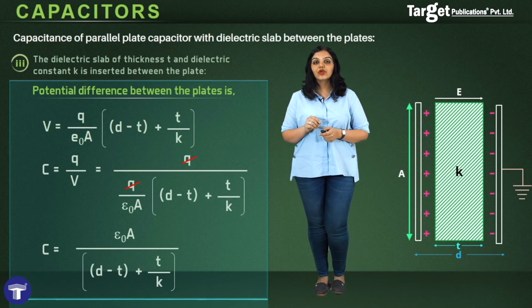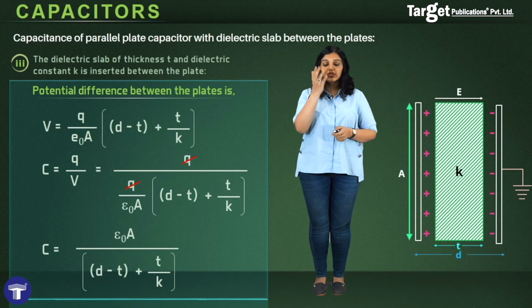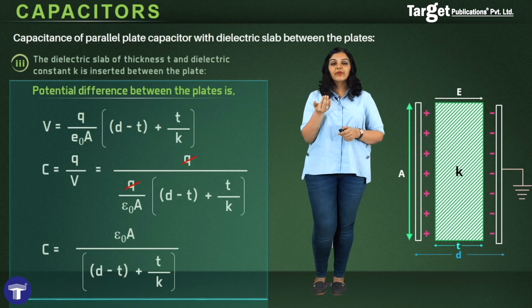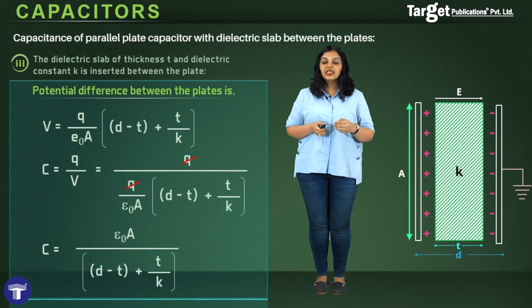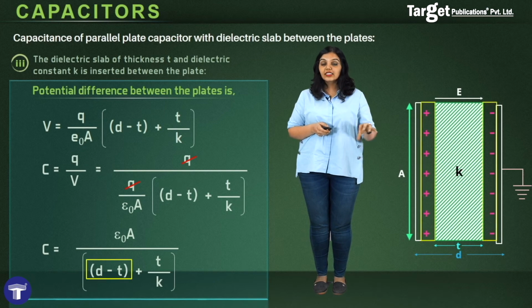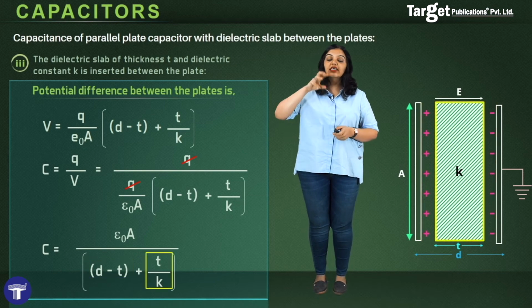Now looking at this equation, I want you to understand how to write this equation directly without solving it the way we did right now. Simply speaking, the numerator remains the same whether there is a dielectric or whether there is no dielectric, but the denominator is made up of two portions. The first portion is the portion where you have free space, so that's D minus T. So that is the distance between the plates for which only free space is there, and the second portion T by K is for the portion where there is a dielectric.